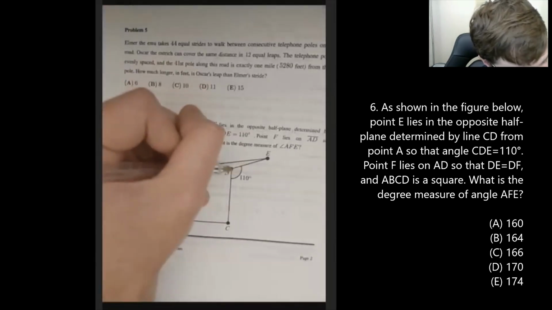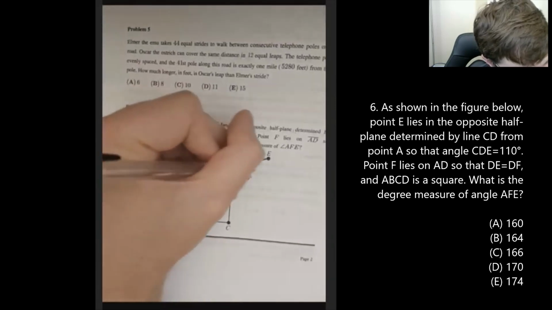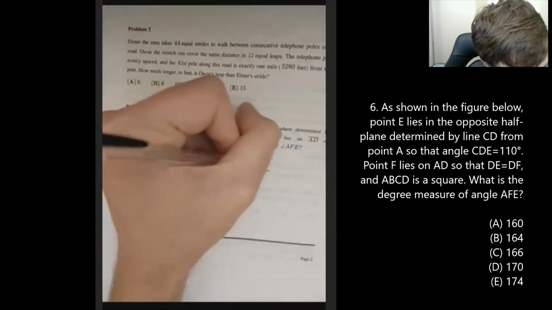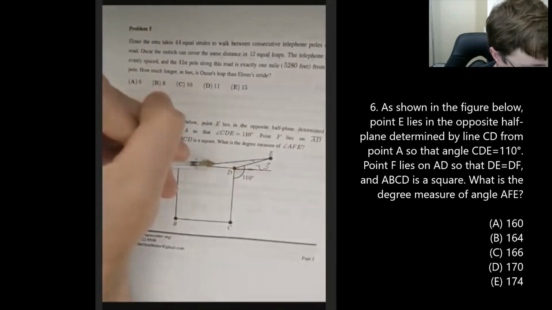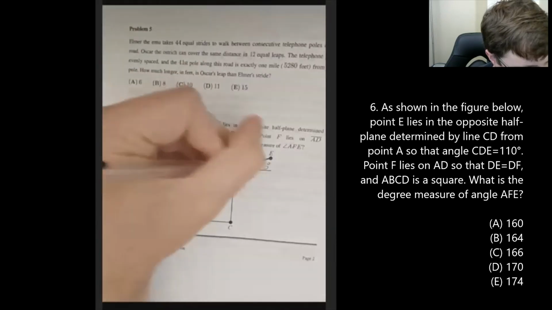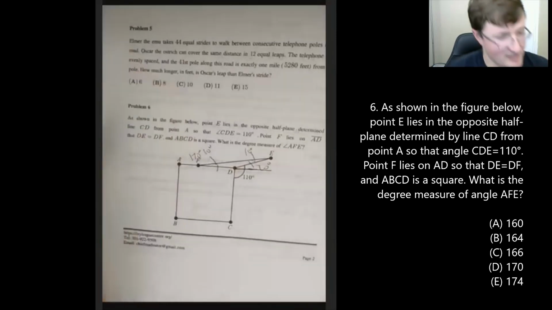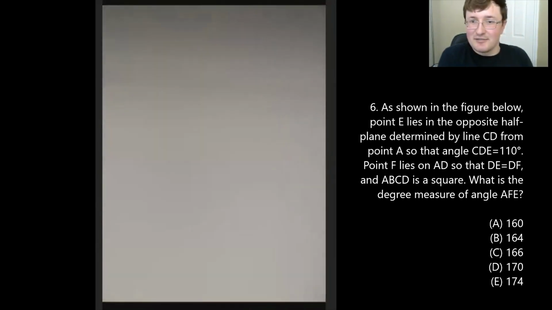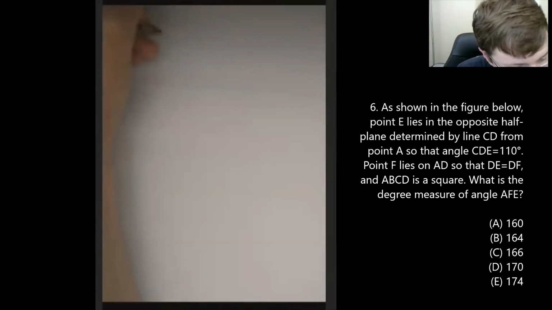Oh, okay, so this is 110. So this angle here is 20. And that's got to be the sum of these two angles, DFE and DEF. And this is an isosceles triangle. So this is 10, this is 10, and then AFE is 170. Okay, I hope that's an option. Freest problem on the test. Yeah, that wasn't too bad. Okay, so number 5 is 170.